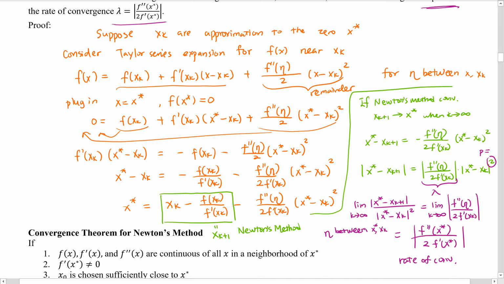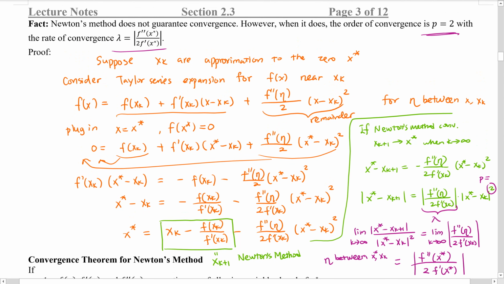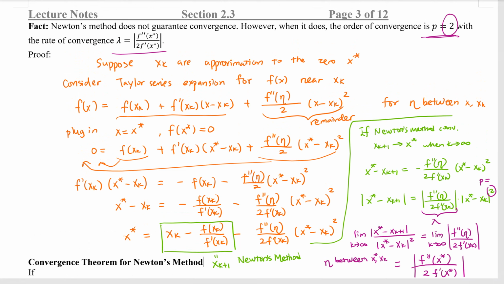All right. Okay, nice. Questions. Do you need to remember all of this in the exam? No, you just need to remember, well, for Newton's method, even though we don't guarantee convergence, that if it does, the order of convergence is 2.